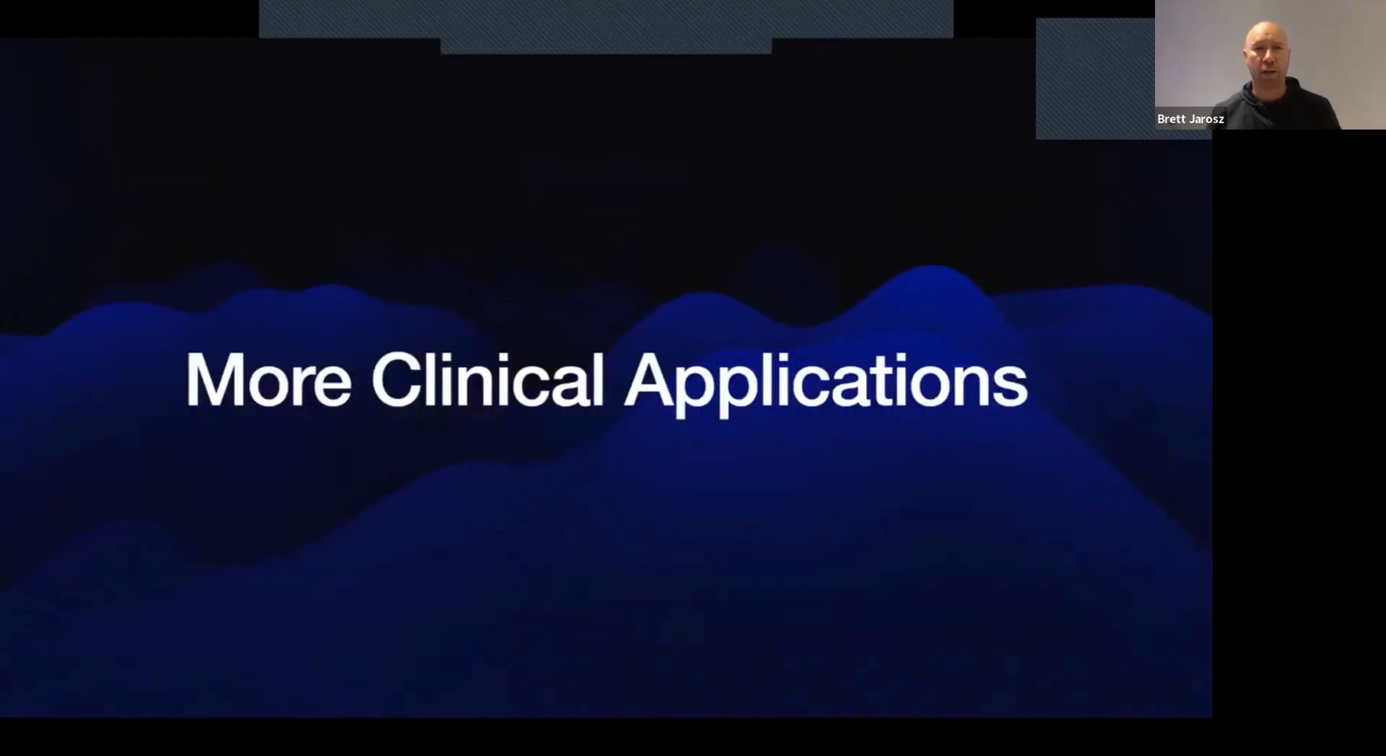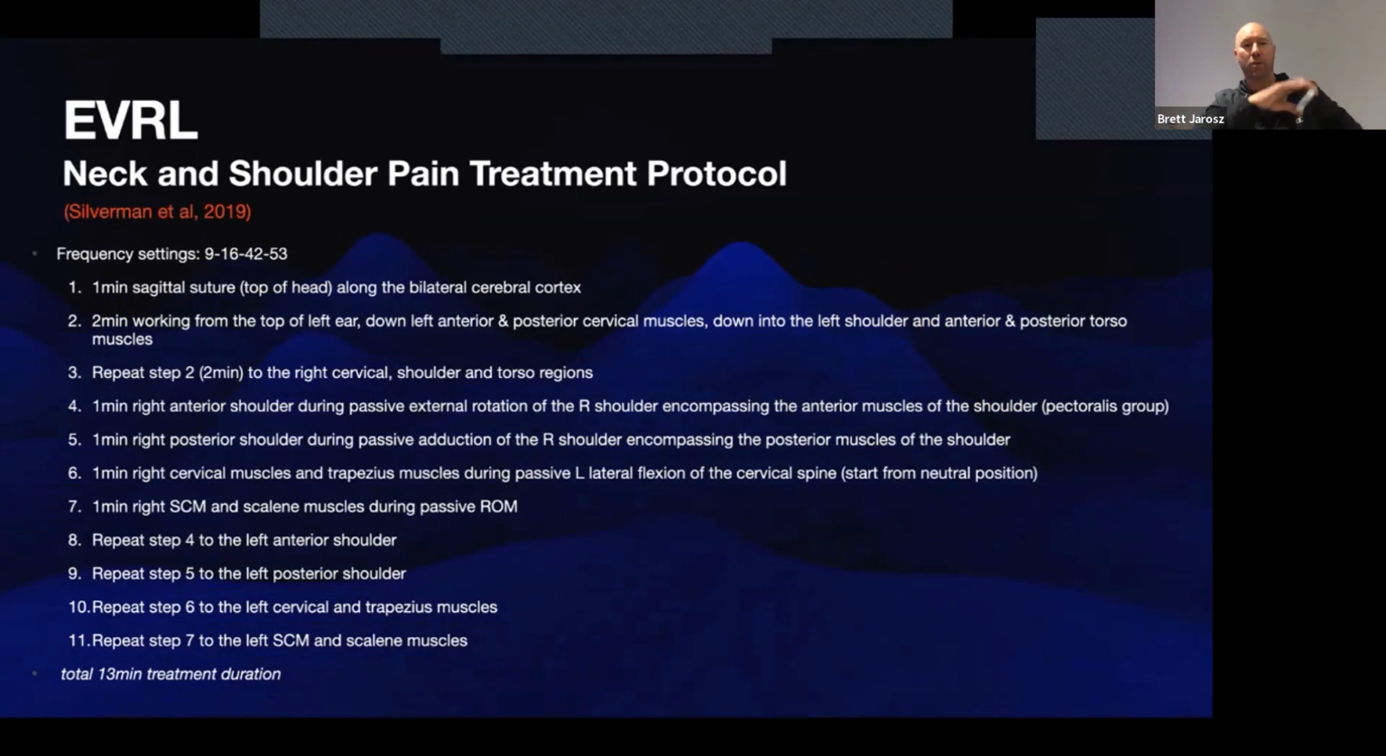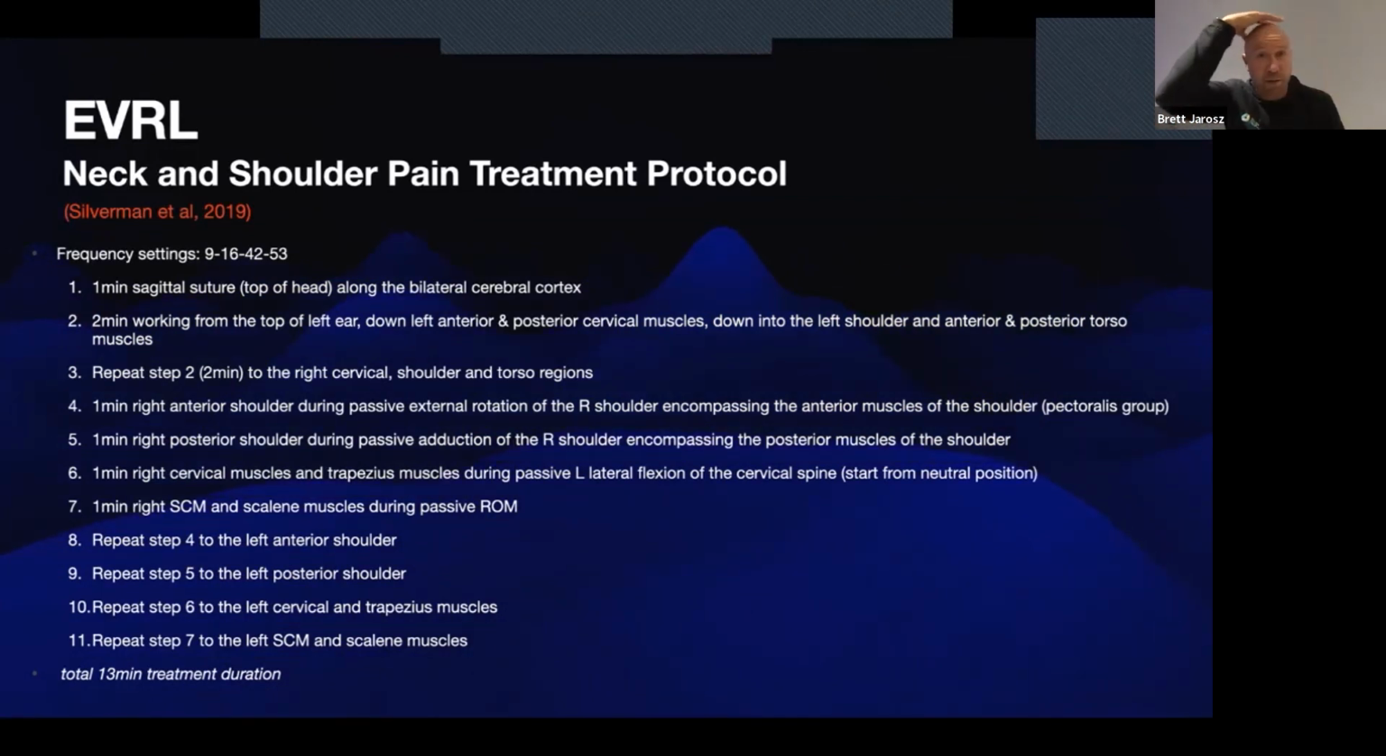So let's look at a couple more clinical applications. We've already talked about that neck and shoulder pain treatment protocol. We can see that in this study, they almost had a bit of that downstream type of approach. They lasered the sagittal suture, the top of the head. They then worked down the ear and the muscles here into the shoulder. They then did, obviously on the other side, they then started moving the arm for a minute while they did the front of the shoulder. They then did the back of the shoulder while they moved the arm. They then did the neck while they were bending and moving the head, and they repeated that on the other side. So a 13-minute treatment protocol, very much like a downstream approach from the brain down to those tissues.